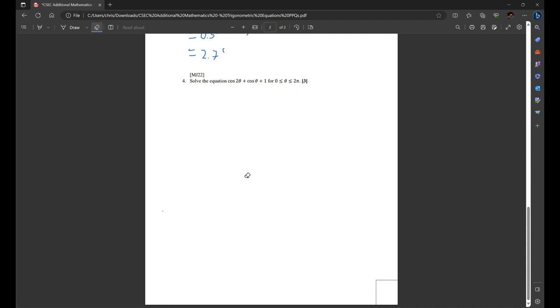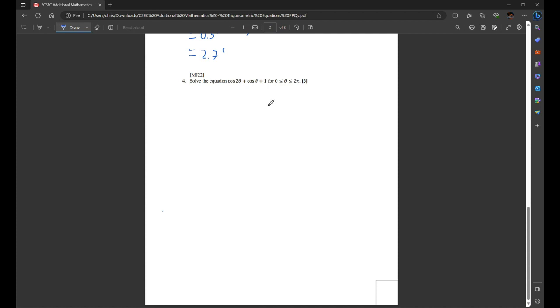Okay, so this one is May, June 2022, which is pretty recent, and I'm not going to make the same mistake I made last time. I'm going to look at the range first. So our range is 0 to 2 pi, so this is in radians as well. 0 to 2 pi is 0 to 360 degrees, so we have a full rotation of a circle. Alright, let's get to solving it then, shall we?